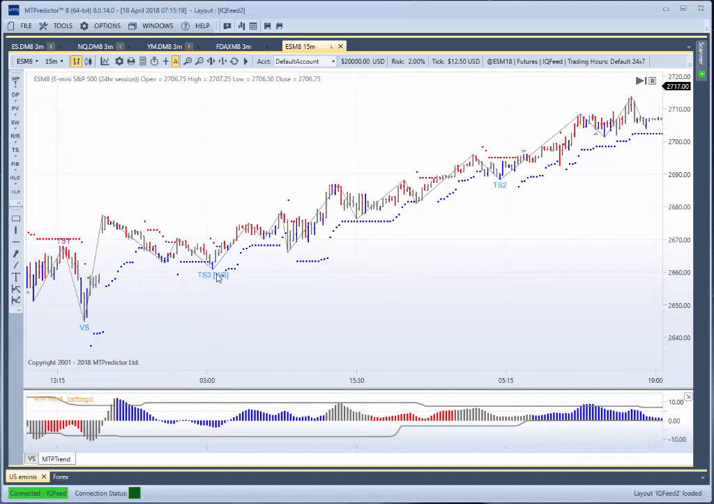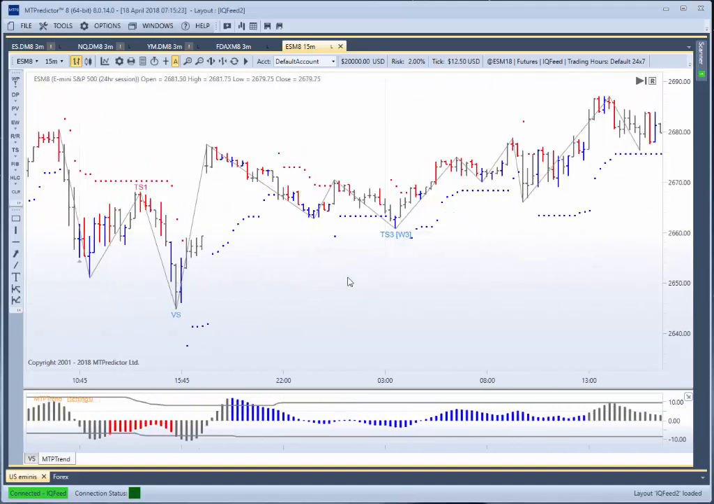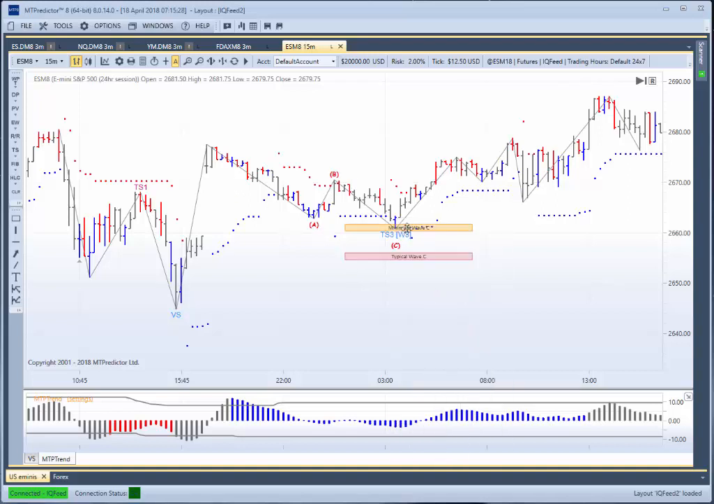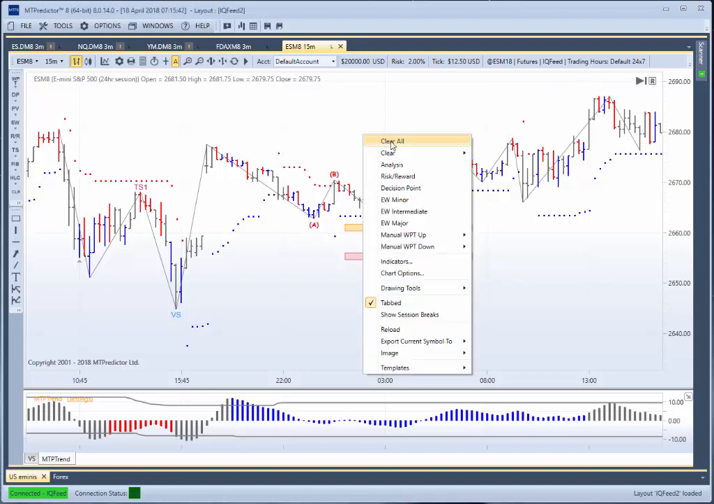So rather than being a normal TS3 setup, which is off an ABC correction, if I zoom in a bit and I pull our Elliott Waves on here, you can see we have an ABC correction into there. So rather than being just a normal ABC correction, we are labeling this as a special correction and anticipating the move off this as a Wave 3. So what makes this special?